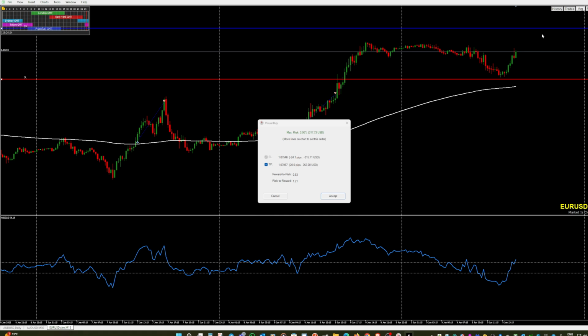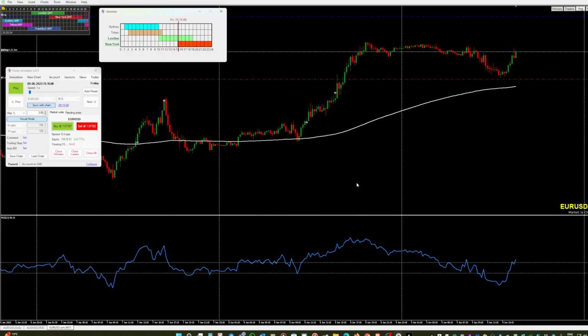Roughly. And again, we're just going to set this for a 1-to-1. And you know, this is up to you as well, where you set your take profit. If you want to go for a slightly better than 1-to-1, we can do that as well. We can just say 1.25, for instance, and take the trade.